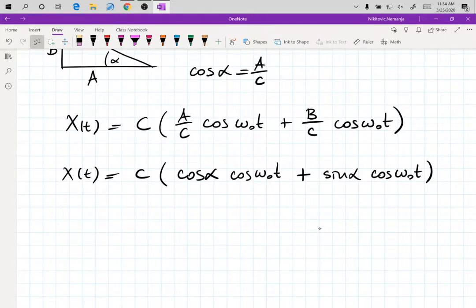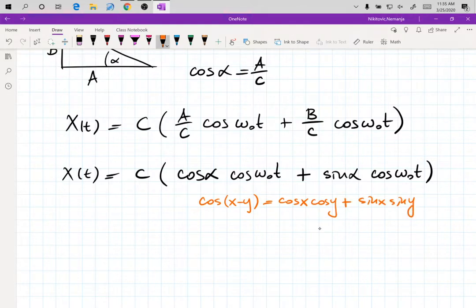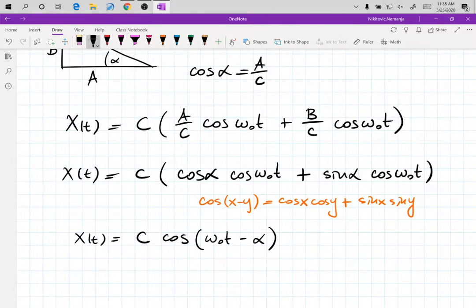And do you remember the cosine of the difference formula from pre-calc? Maybe not, right? Cosine of x minus y was cosine x cosine y plus sine x sine y. Hey, we have this. We have that. So condense it now. So x of t is equal to C cosine of omega 0 t minus alpha.